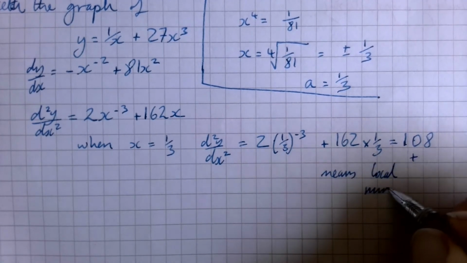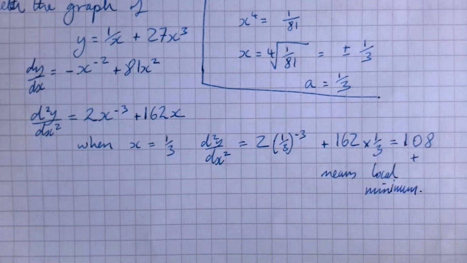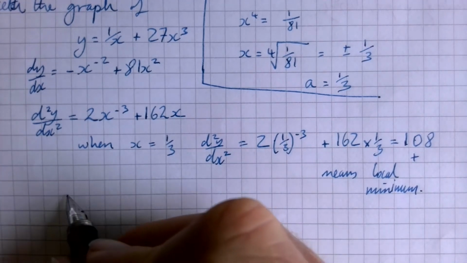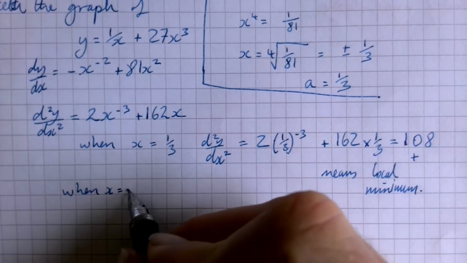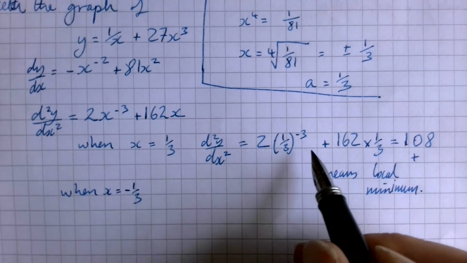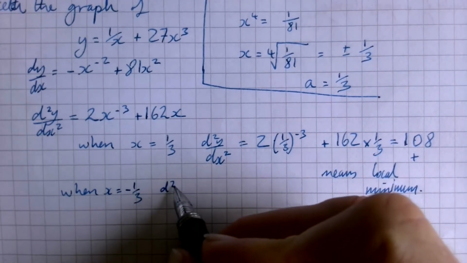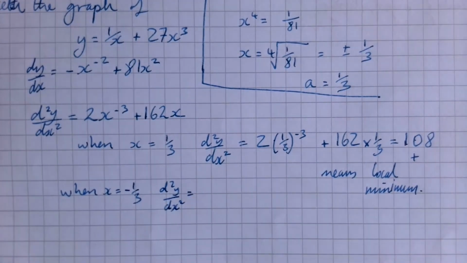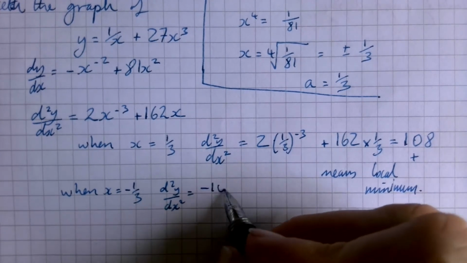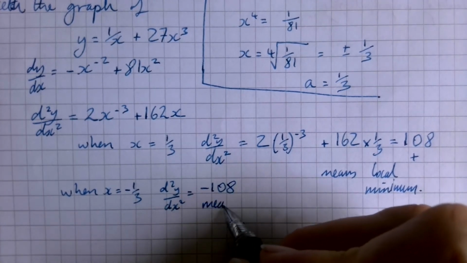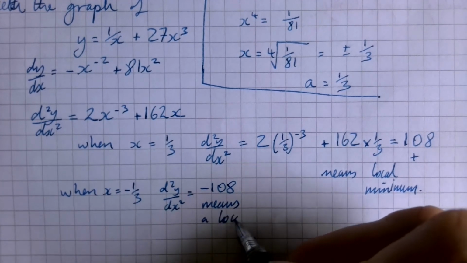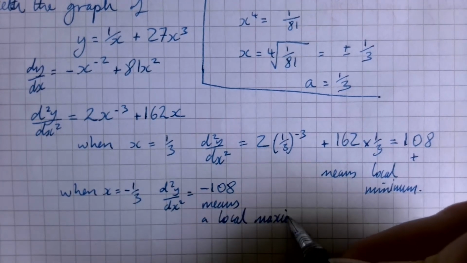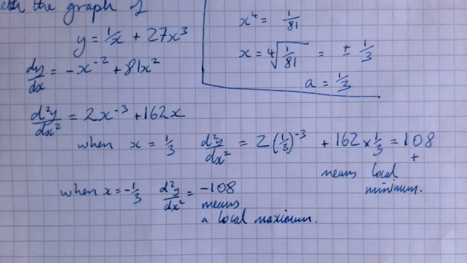And remember, positive means local minimum. So that, and then we do the same again. Let's not worry about sketching it yet. Do the same again when x equals negative 1/3. We're just going to change all of those to negative ones, and we can just work that out in the calculator and put down what answer we get there. And I got negative 108, which means a local maximum.